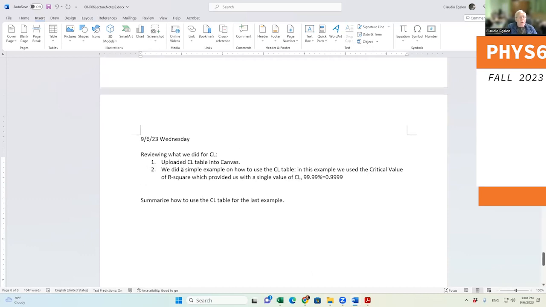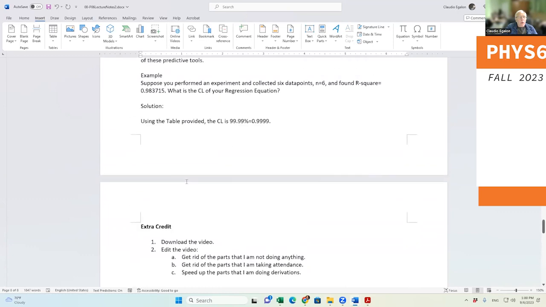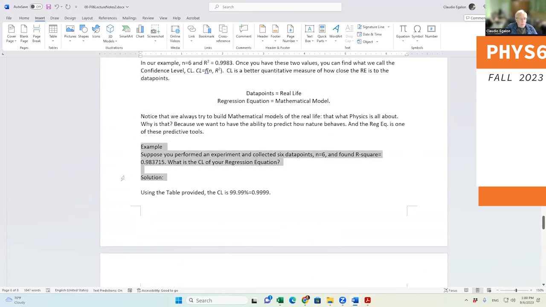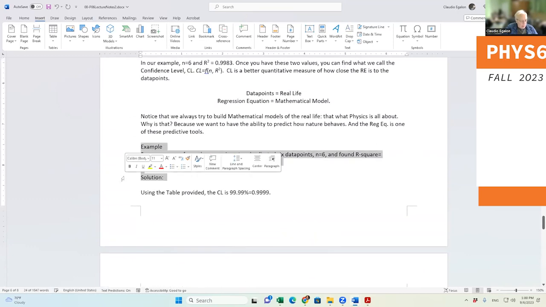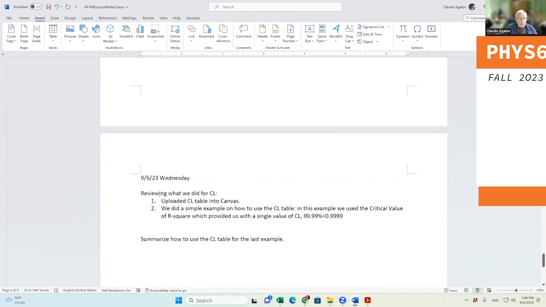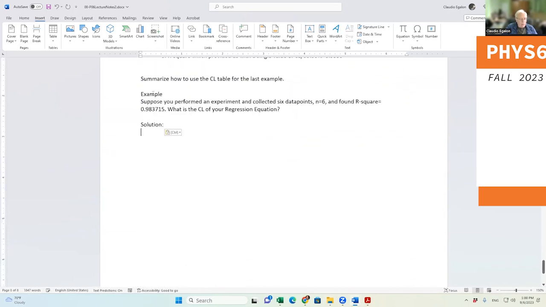I'm going to copy this example and paste it there, and I'm gonna give you the step-by-step. Here, suppose you perform an experiment and collect 6 data points, n equal to 6, and found R squared equal to 0.983715. What's the CL for this regression equation? Okay, and I'm gonna elaborate a little bit more on what we did.